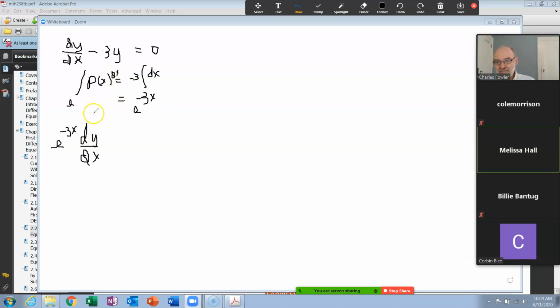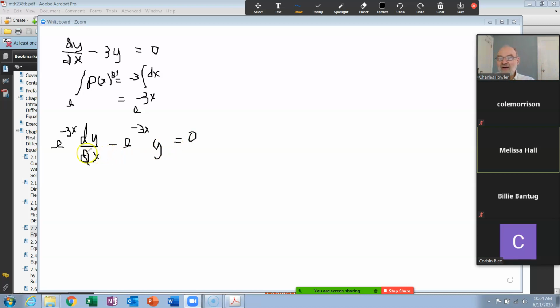So, multiplying this integrating factor by everything on both sides, the first side would be e to the minus 3x dy dx. Then you have a minus e to the minus 3x y, is equal to, and guess what, e to the minus 3x times 0 is still 0. Okay, that side's easy. I'll do that all day long.